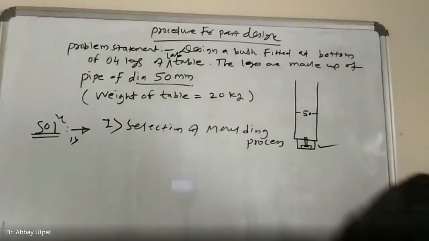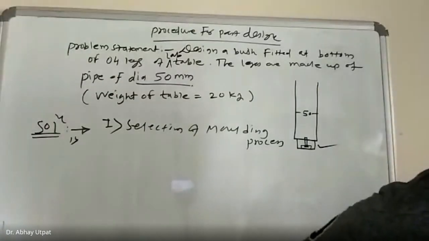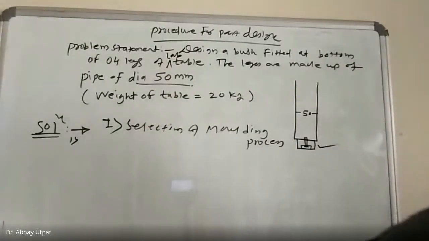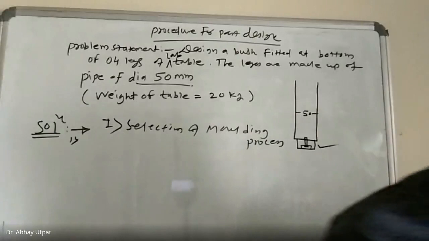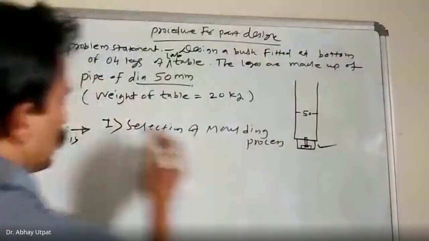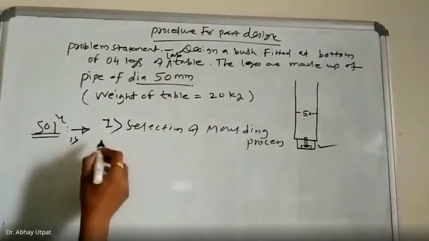Write down the statement: Bush design being low cost process, comma, injection molding will be preferred. So step number 1, you have to remember and write this statement that injection molding will be preferred for this.